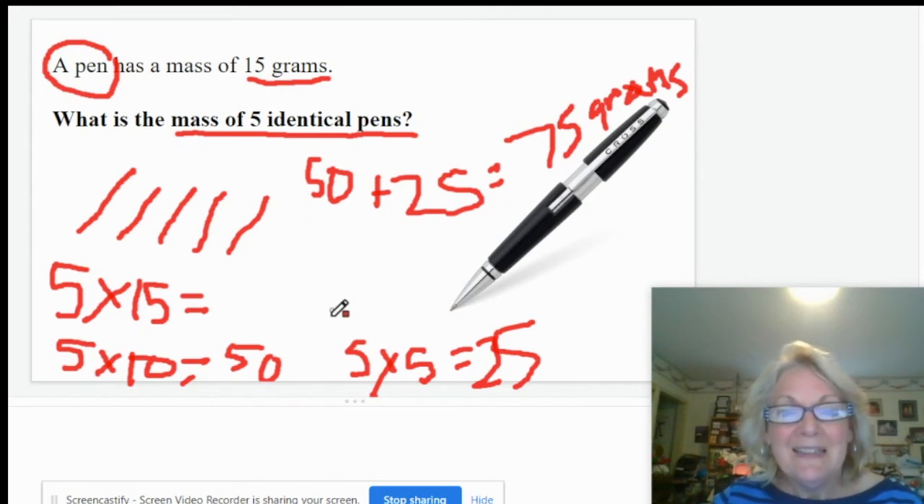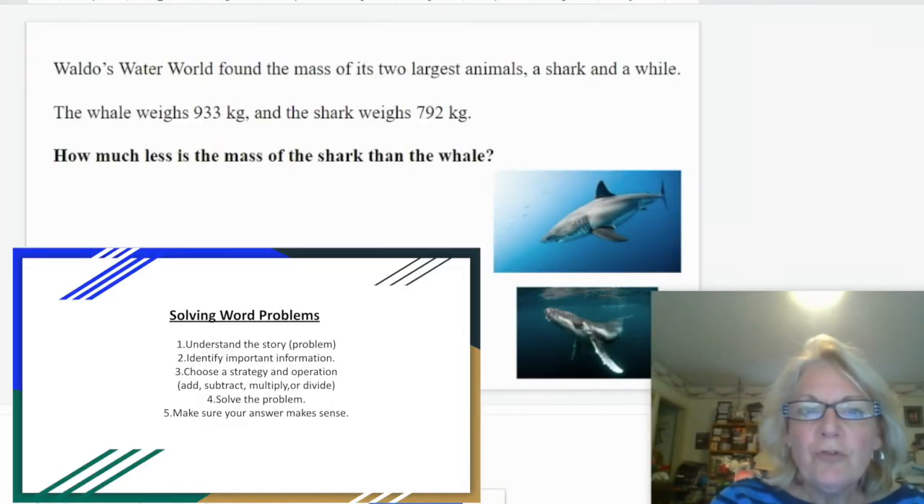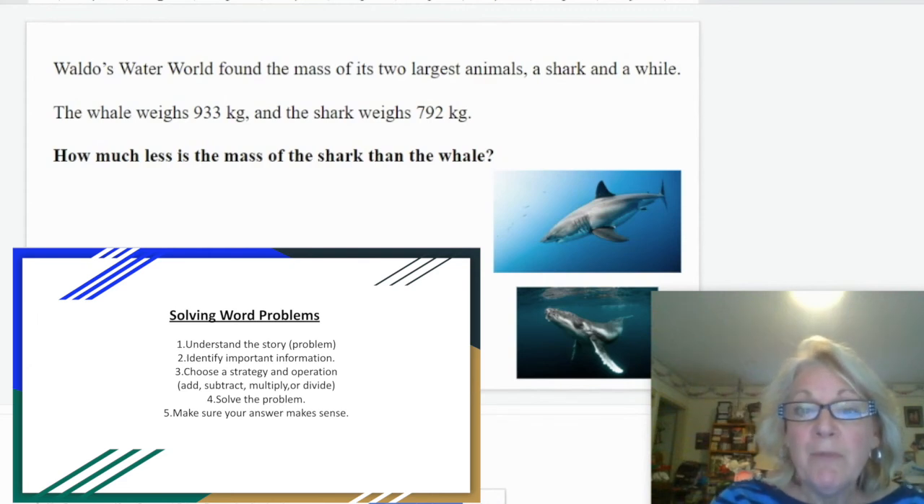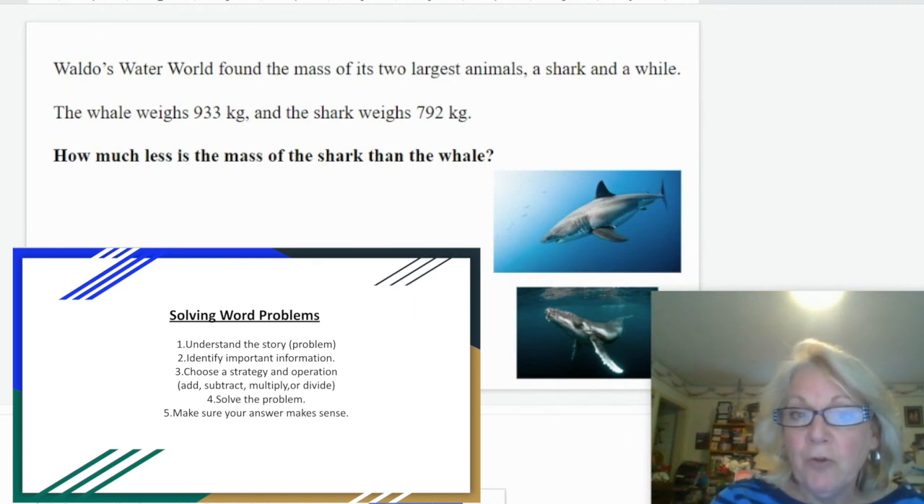Here we go. Okay, third graders, now it's your turn for the you do. So let's go back and remember the 5 steps. First, read the story to understand it and the problem that you need to solve. Second, identify all the important information. Think about how you're going to do that. Third, use a strategy so you can figure out what kind of operation you want to use, adding, subtracting, multiplying, or dividing to solve this problem. Fourth, solve the problem, and then, of course, make sure it makes sense.